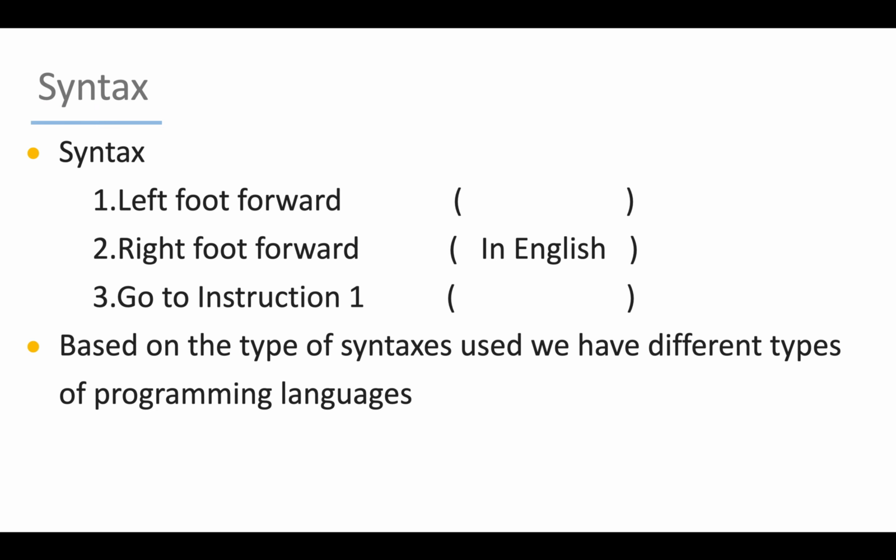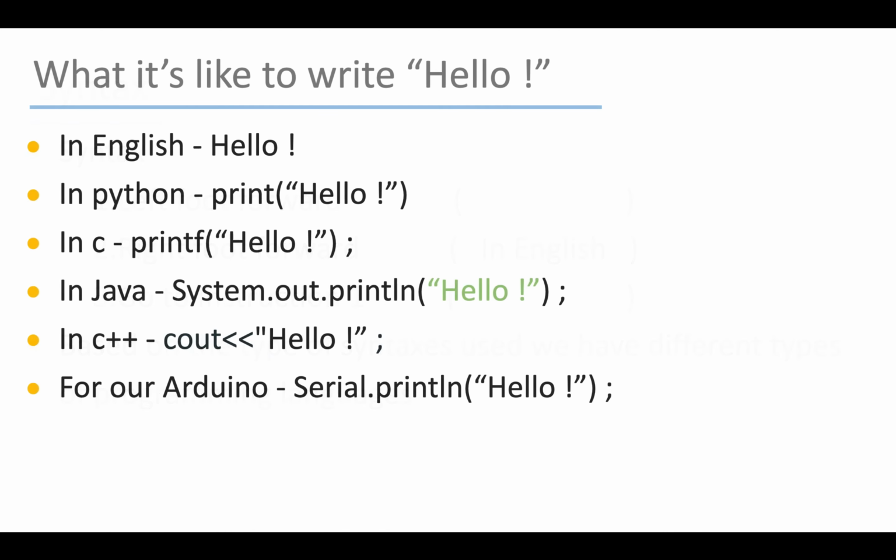Now here, syntax is how we are conveying the messages. Like in our example, we have written left foot forward, right foot forward, go to instruction 1. There I have used English. But in general, English is not used as a programming language. We have different types of syntaxes for that. And based on the type of syntaxes used, we have different types of programming languages. Let me show you some examples. Like here, I have to write hello. So this is how it will look in different languages.